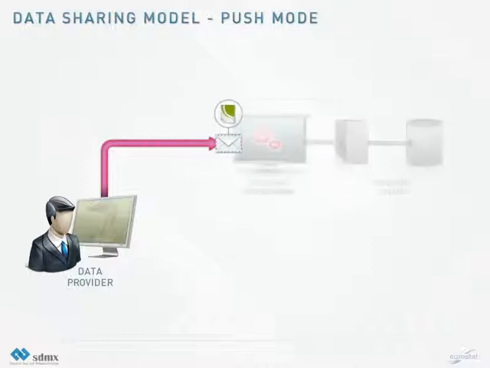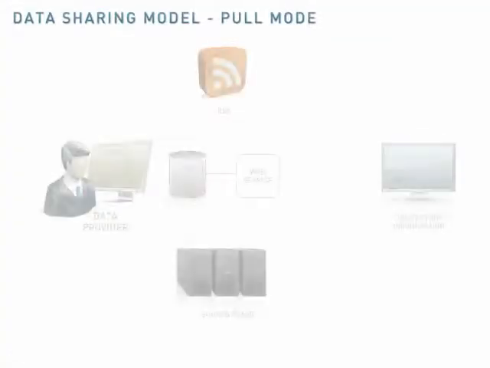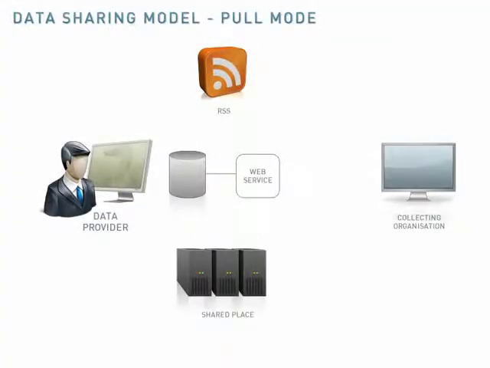In push mode, the data provider sends the data to the receiving organization using email or file transfer systems. The received file is then processed in the recipient system, for example, loaded into a database for further processing. In pull mode, the data collector takes the initiative to get the data.